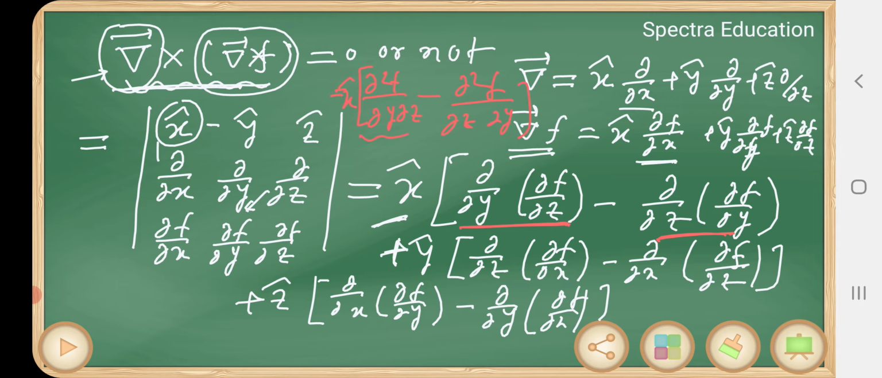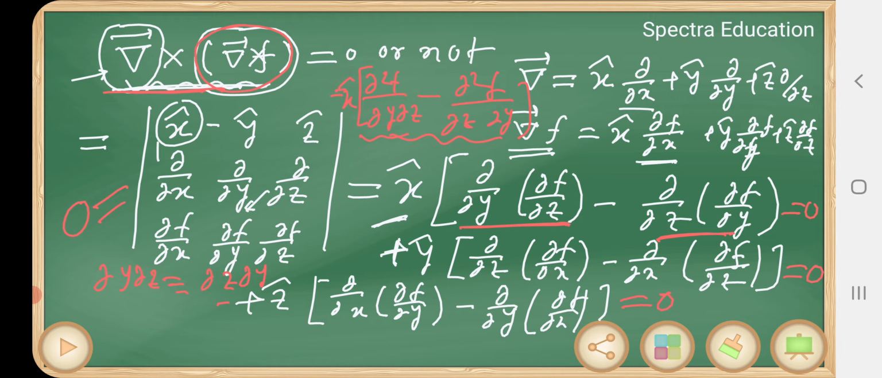So here, del y del z is equal to del z del y. So these two terms are the same, so it gives you 0. Similarly, each term will give you 0. So ultimately this determinant is 0. That means the curl of this gradient of f is 0.